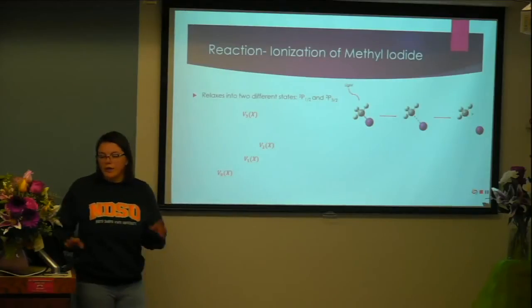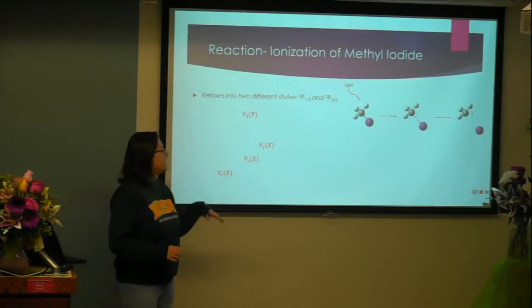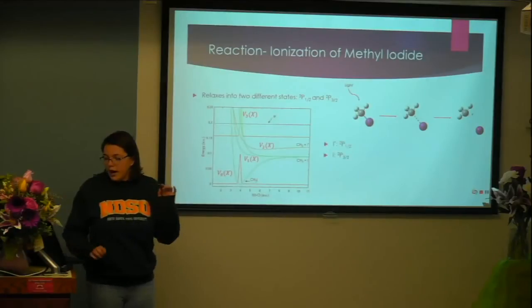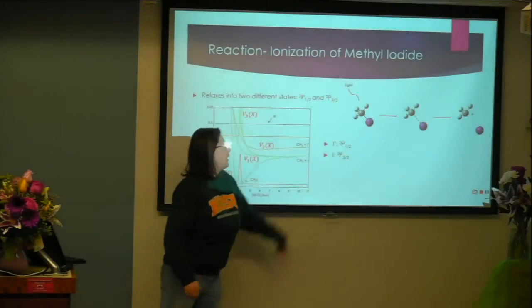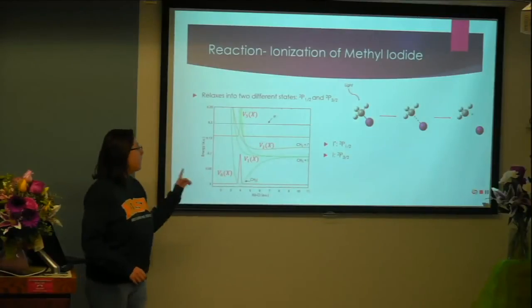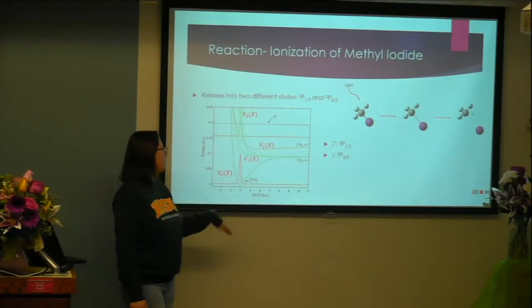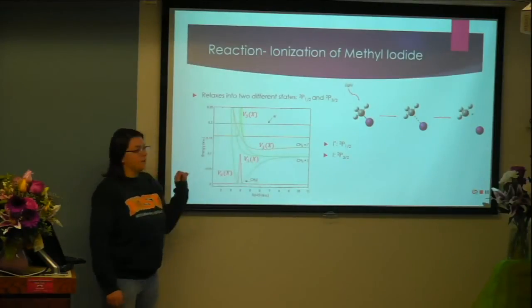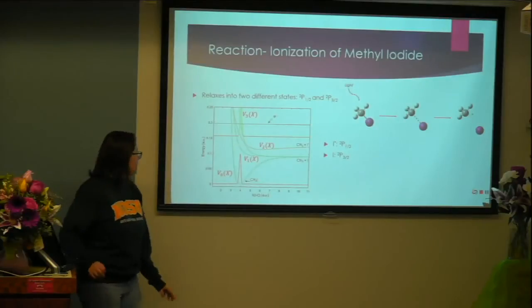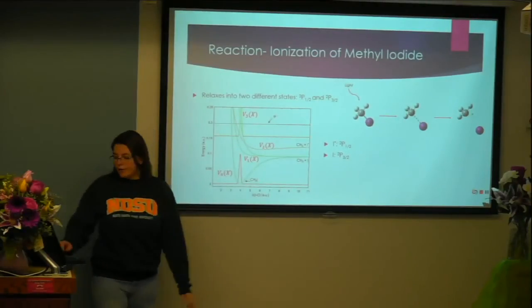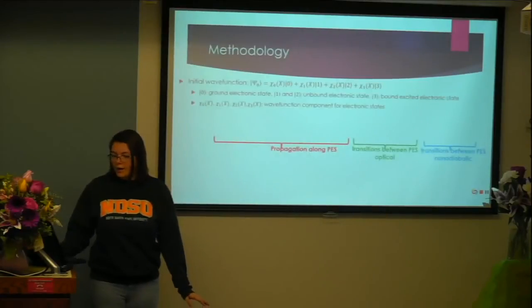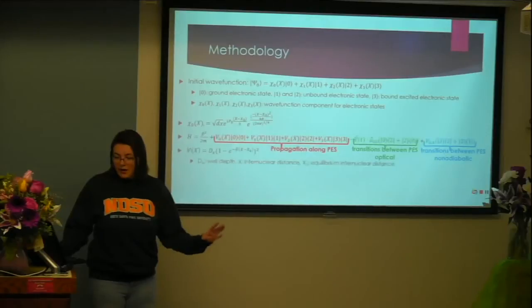After it excites, it relaxes into two different spin states: the spin 1/2 and the spin 3/2. Spin 1/2 has a higher energy than spin 3/2 does. In the literature, I star is the spin 1/2, and the regular I is the spin 3/2. The higher energy is seen here, and these are just the labels for the potential energy surfaces that we investigated. And this is the reaction barrier for just the breaking of the methyl iodide. I'm not going to get into methodology, but it's all here.